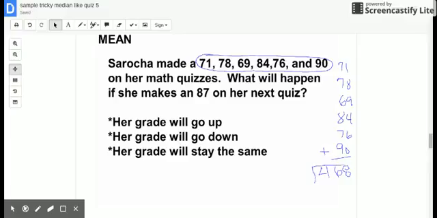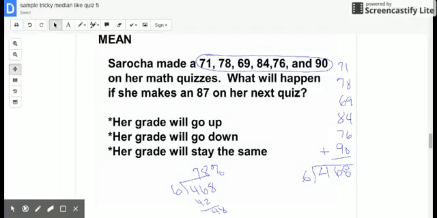So when you divide that by 6, and I'll come over here where you can see how I divide. I know this is still difficult for some of you. 6 doesn't go into 46 evenly. I can go 7 times and get 42 with 4 left over, and 6 goes into 48 8 times. So right now, her average is a 78.